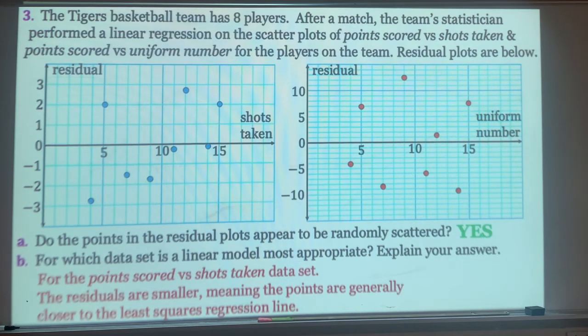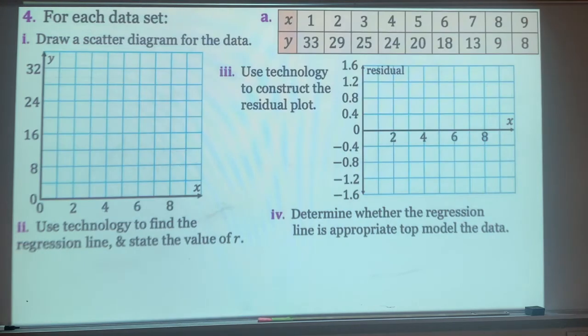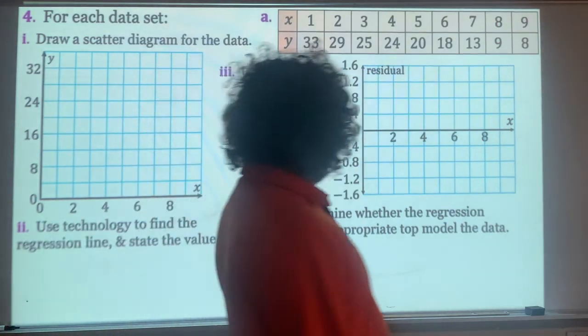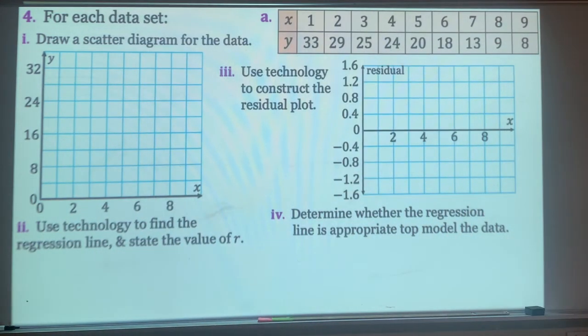Problem number 4. For each data set, draw a scatter diagram. Use technology to find the regression line and state the value of R. Construct a residual plot. Determine whether the regression line is good. So we're going to do 3 of these, and then we do 5 and 6, and then we're done. We're not really going to do the discussion.